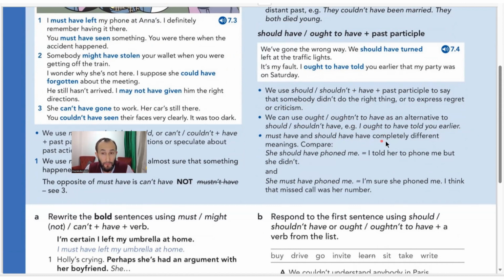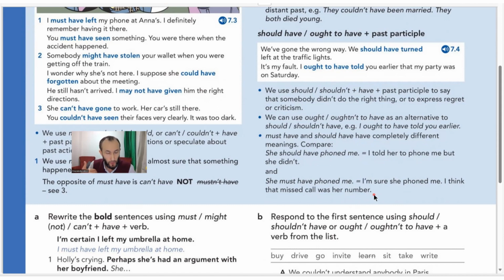Must have and should have have completely different meanings. She should have phoned me. Look at that. It means I told her to phone me, but she didn't. But now, she must have phoned me. I'm sure she phoned me. I think that missed call was her number.